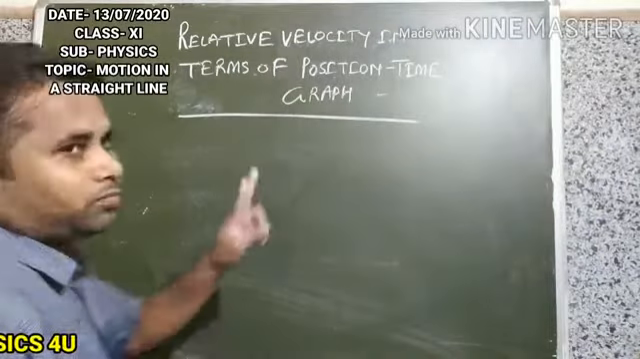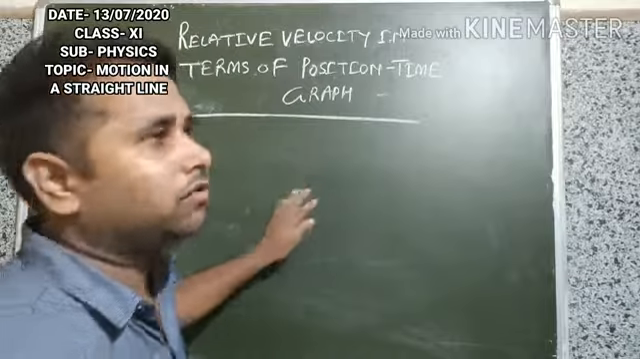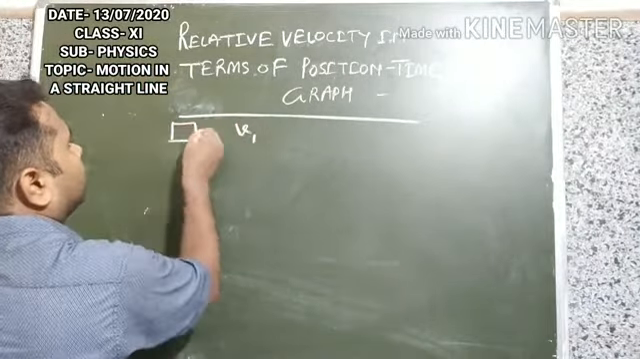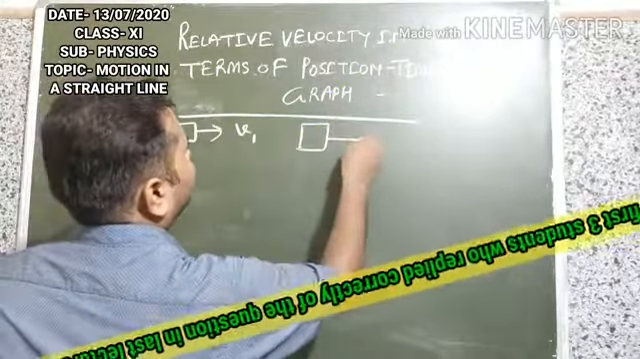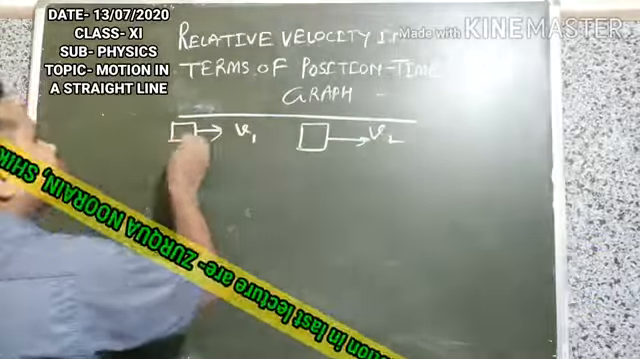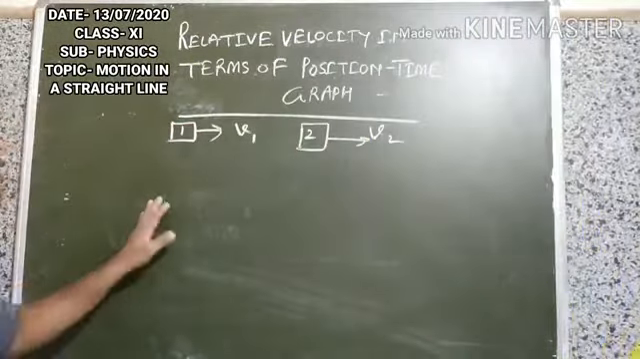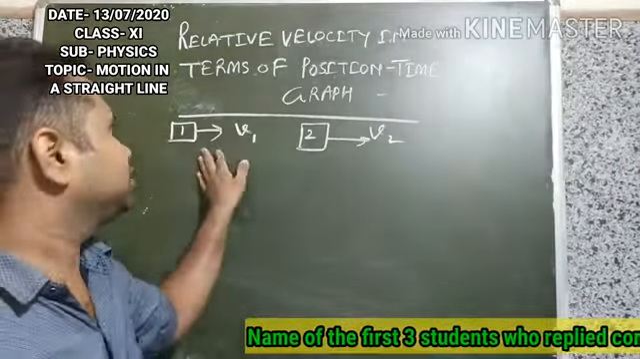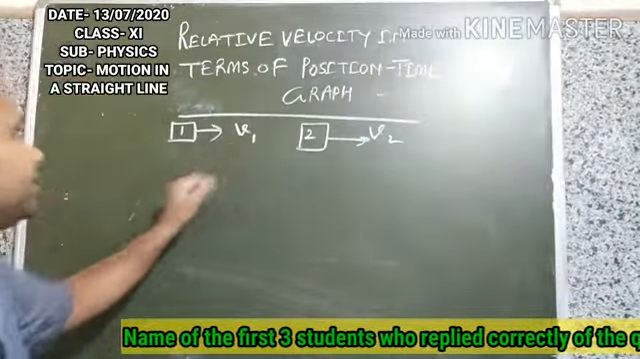Consider there are two objects which have uniform velocities v1 and v2. Object 1 moving with v1, object 2 moving with v2. First object, second object. Suppose these velocities are uniform for the bodies. There is no acceleration in the motion of the two bodies.